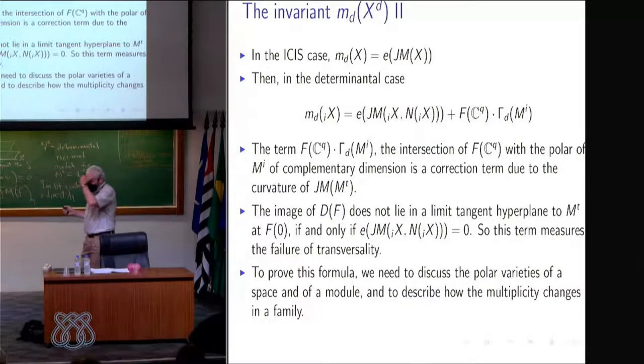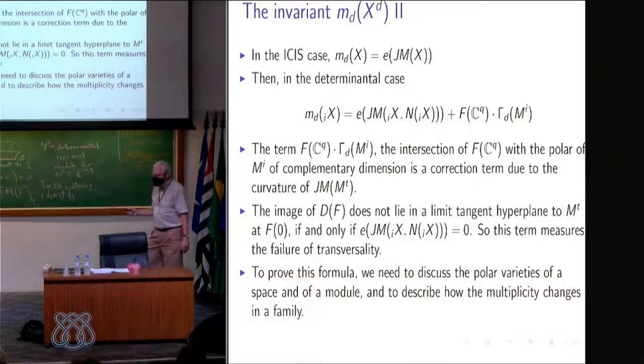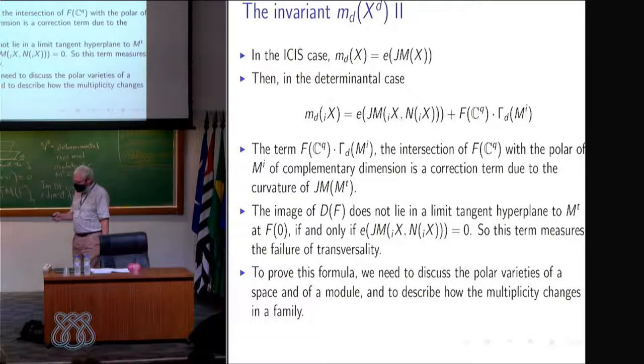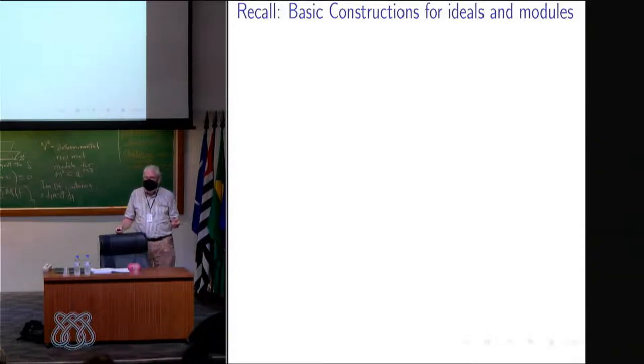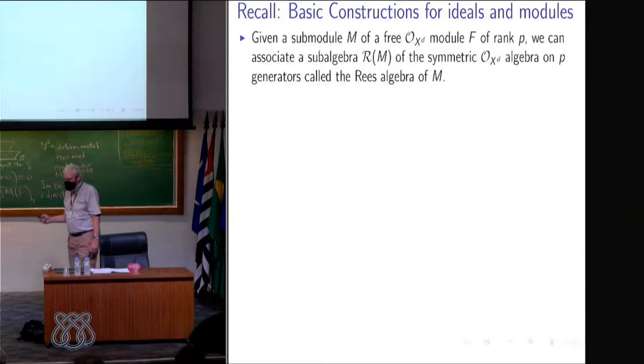So to prove this formula, we need to discuss the polar varieties of a space and a module and describe how the multiplicity changes in a family. And these are two additional obstacles that we hit at this point. Okay, so what I'd like to do now is to define the multiplicity of the pair. To define the multiplicity of a pair of modules, I have to recall some constructions from last week. So that's what we're doing here.